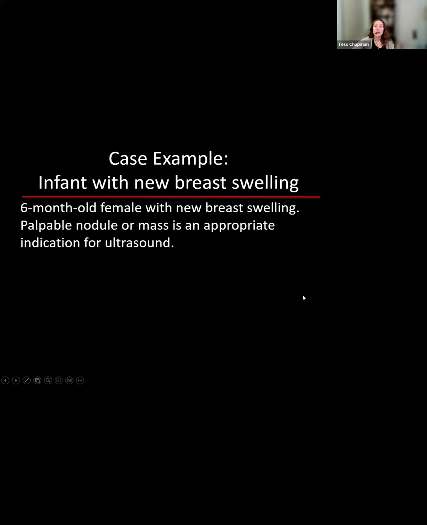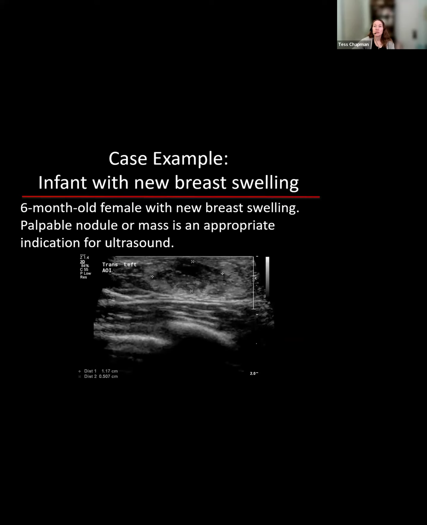All right, this is a new case. This is a baby now with new breast swelling. And a palpable nodule or mass is, again, an appropriate indication for ultrasound. So we're going to use ultrasound here. And we do see a solid mass.